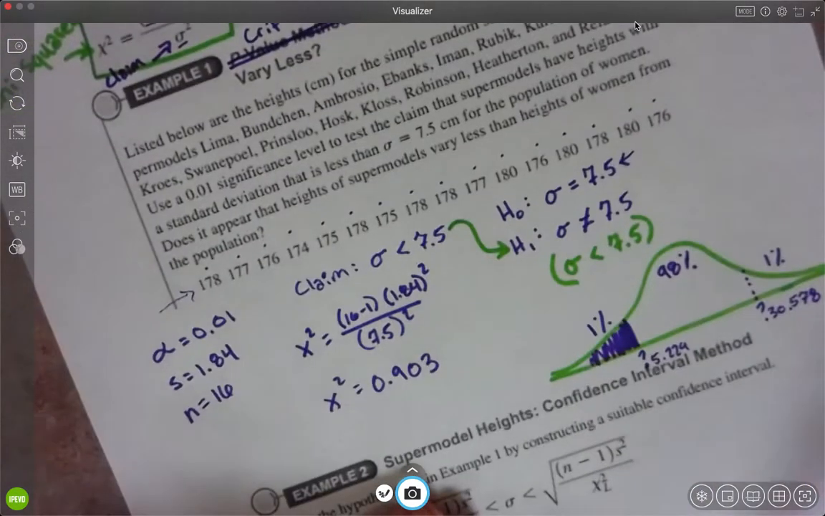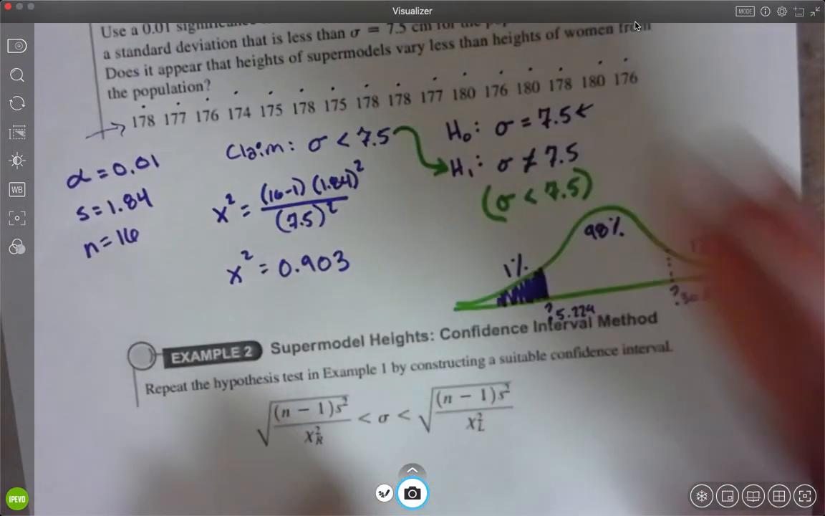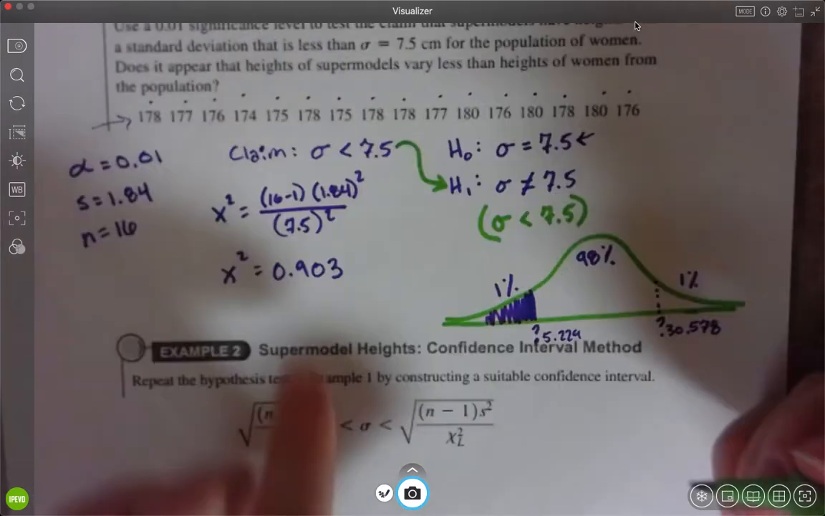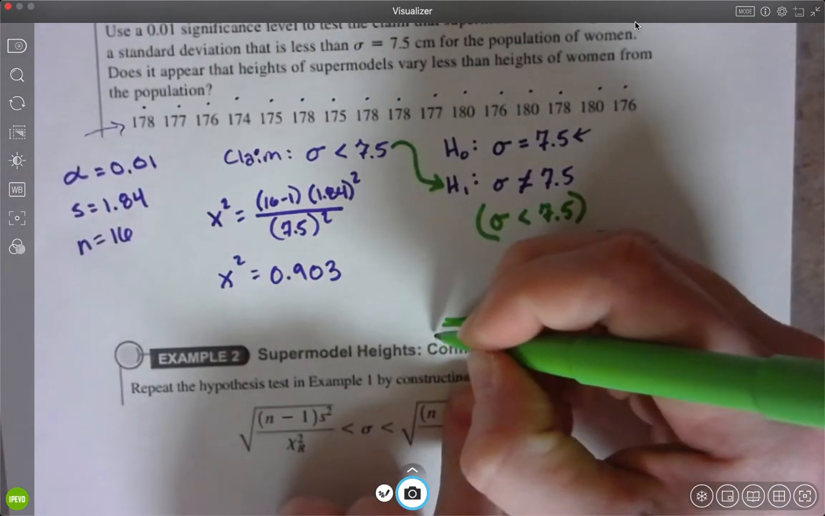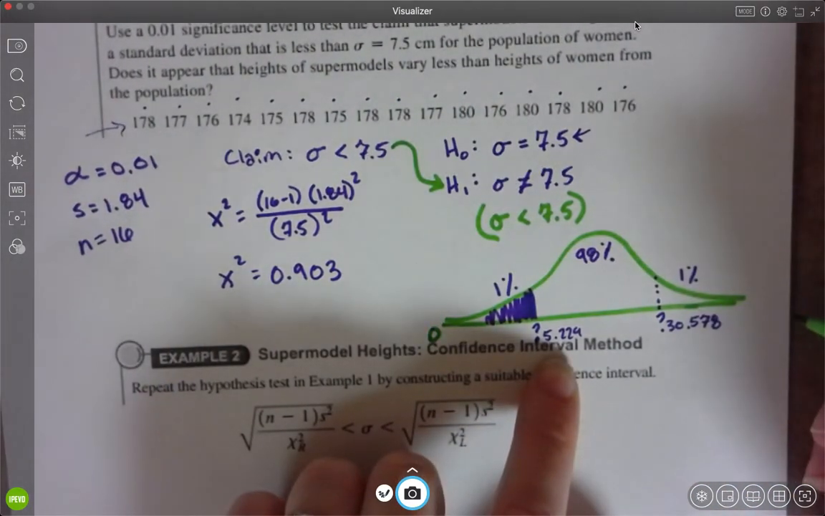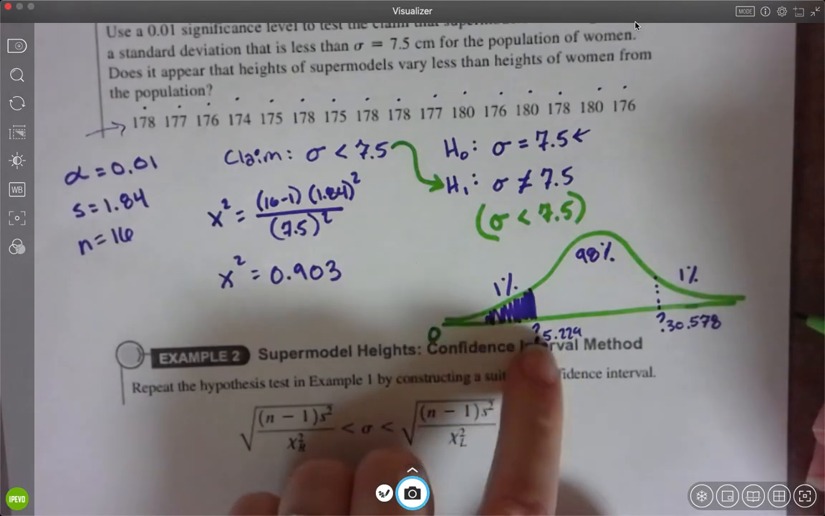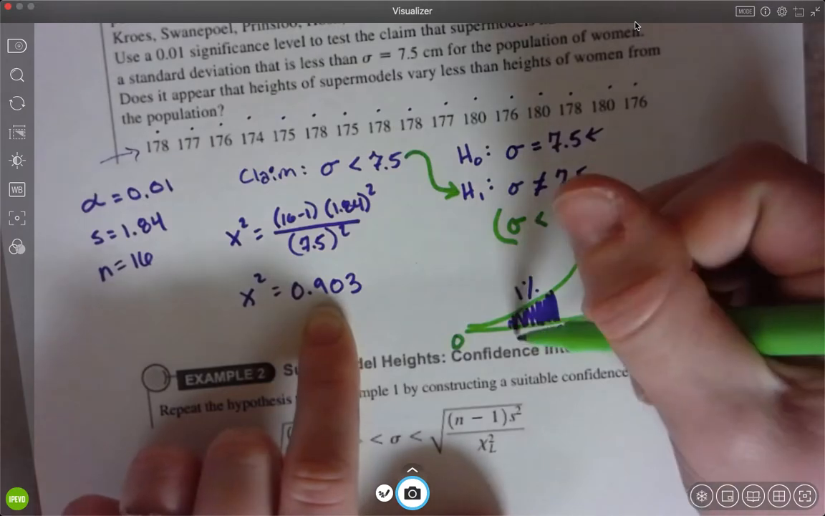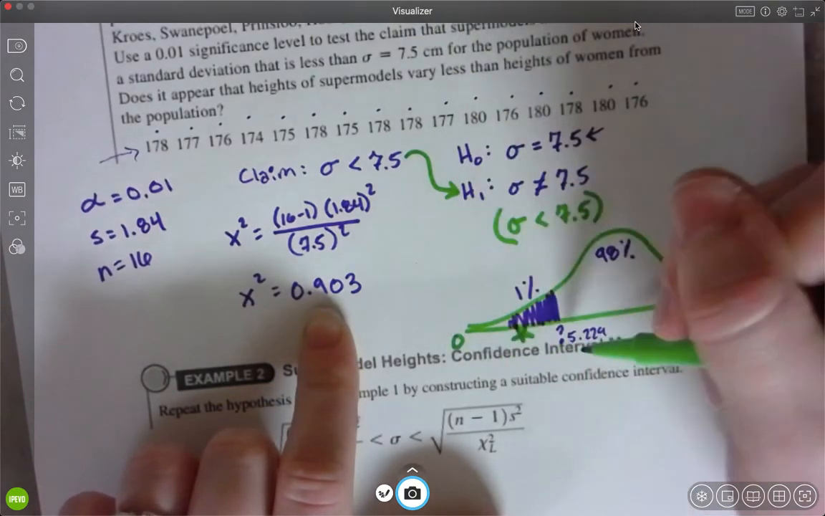All right, now all I have to do is compare that to where it's located on the table. So if this is like 0 and this would be like a really large number over here, so 0, 5, 30, where is 0.903 going to fit? It is between 0 and 5, so it is in the bad region, okay?